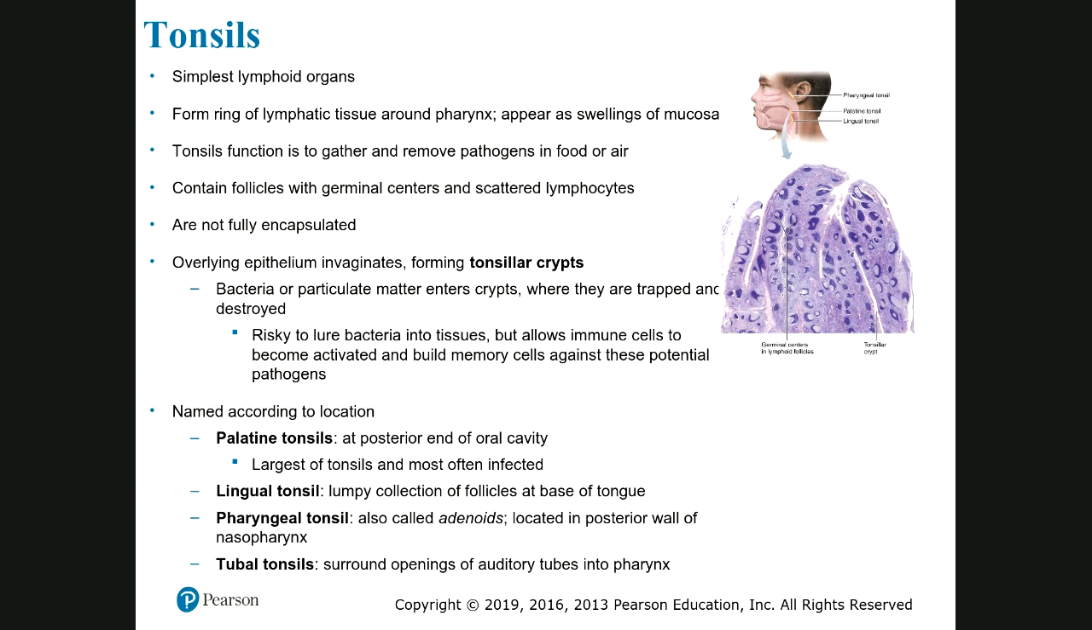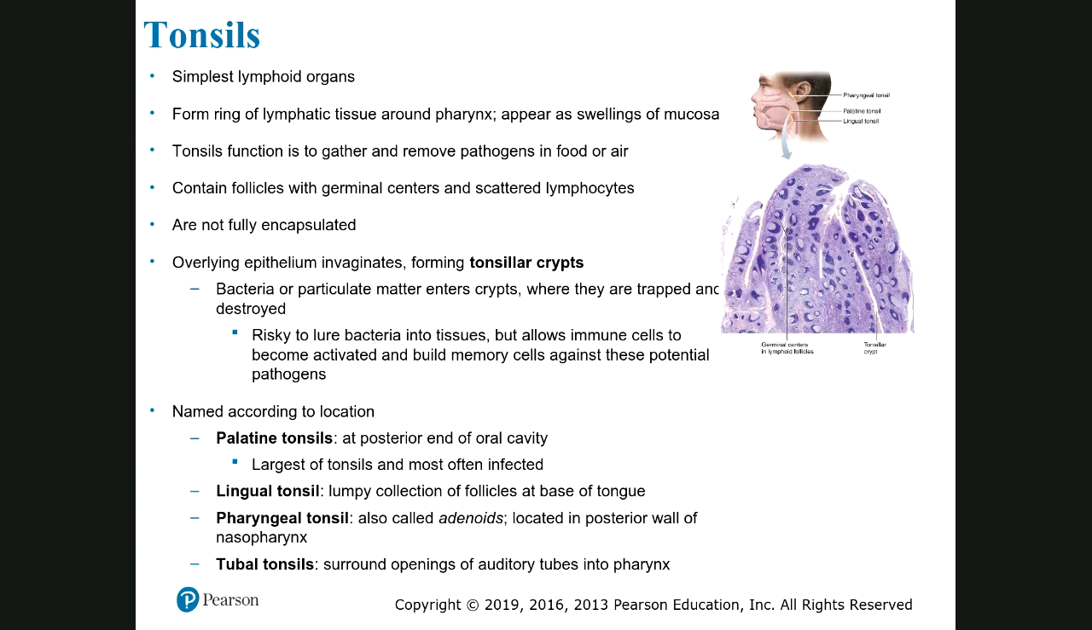Following the location, we have palatine tonsils that are posterior in the oral cavity. We have lingual tonsils that are at the base of the tongue, lingual. And we have pharyngeal tonsils that are located on the posterior wall of the nasopharynx. And we have the tubal tonsils that surround the opening of the auditory tubes into the pharynx.